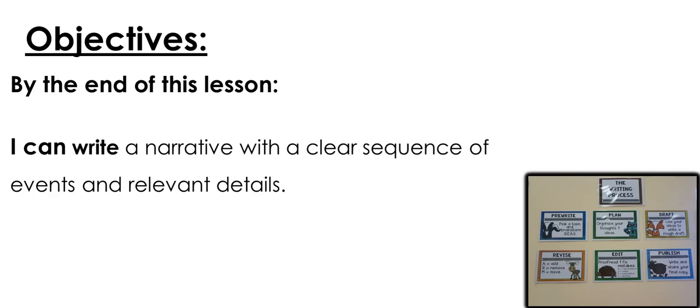By the end of this lesson, you're gonna be able to say, I can write a narrative with a clear sequence of events and relevant details. We are going to revise all of the steps of our writing process. We have 6 steps. So we're going to revise them all in the following slides.